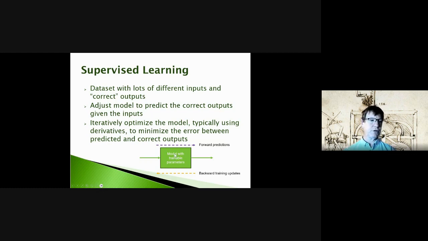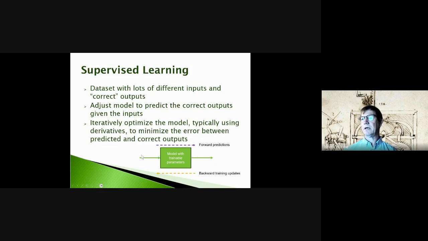If you're taking a machine learning course, you're going to be studying support vector machines and all sorts of different techniques, decision trees, random forests, all fun stuff like that. We're going to focus on neural nets. Inside this box is some sort of model, and we're going to provide our inputs, and at any given time it's going to produce some forward predictions.